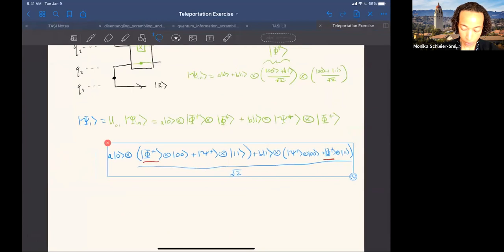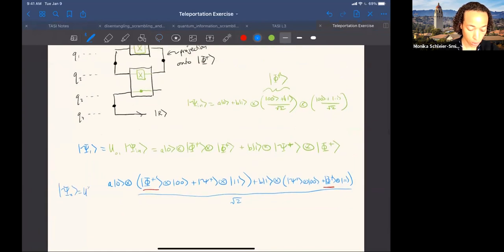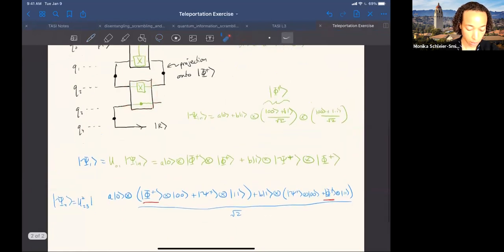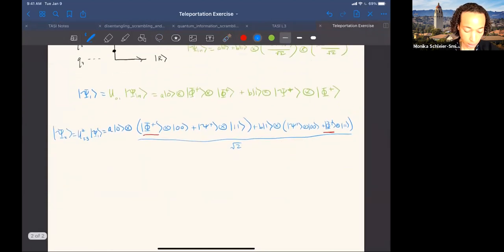But in this example, let's define psi 2 as U acting on qubits 2 and 3, applied to psi 1. So now I'm just applying this second gate, acting on psi 1. What I'm going to get out is something that I've written out here, but let's try to parse this.